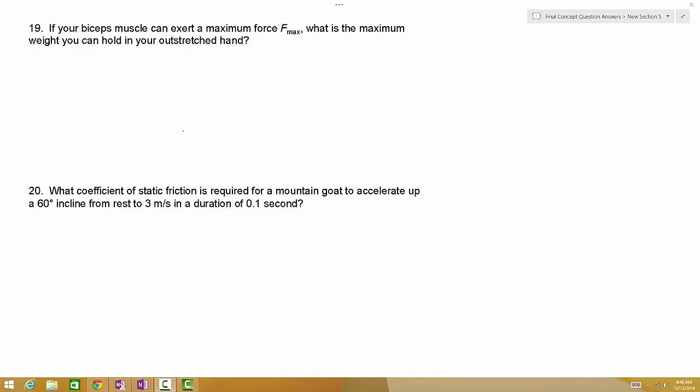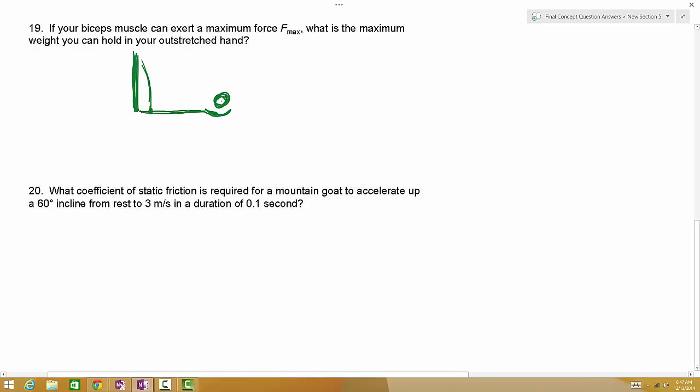Okay, 19. Your bicep muscle can exert a force of F max. What is the maximum weight you can hold in your outstretched hand? Well, okay, let's draw a picture. So you have the bone for your arm, and then you have your bone for your forearm. You've got a bicep connecting to your forearm here, because it's holding up your forearm, and then your hand is holding some weight.